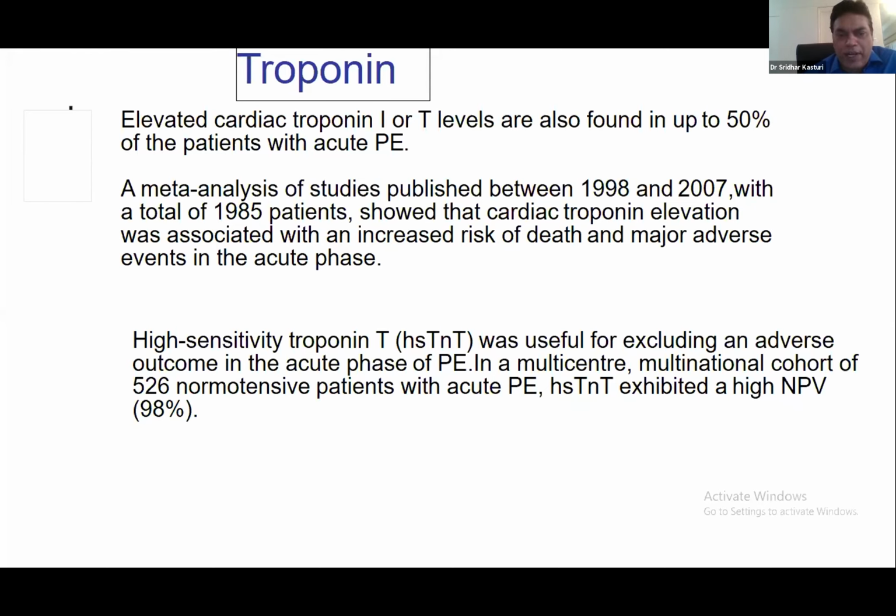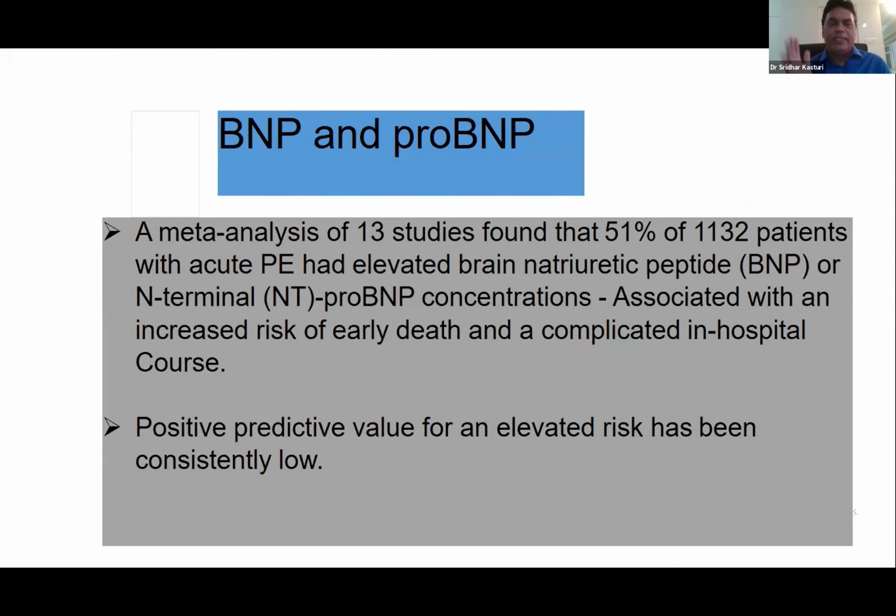Hemodynamic instability is the top priority. If hemodynamic instability is not there, but dilated RA, RV dysfunction, elevated TROP-I, and elevated NT-proBNP are there, these come under the intermediate-high risk group. Such patients should be monitored, and if they deteriorate, you think of giving thrombolytic therapy.